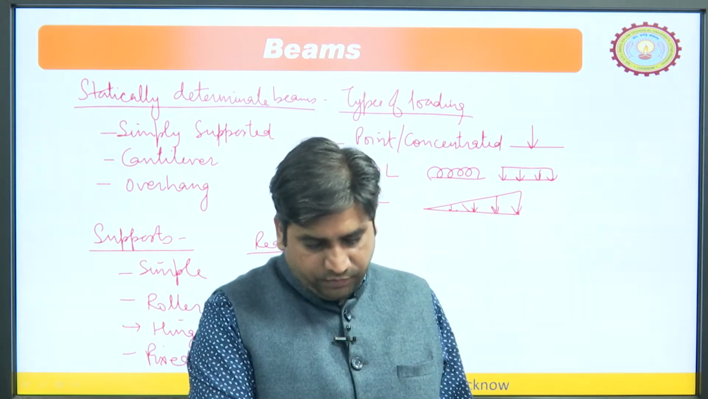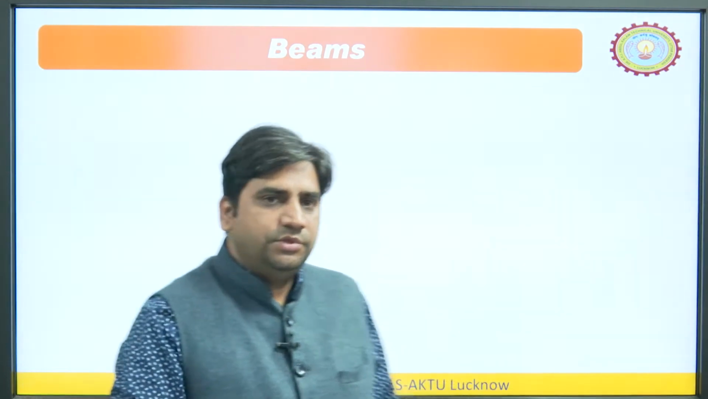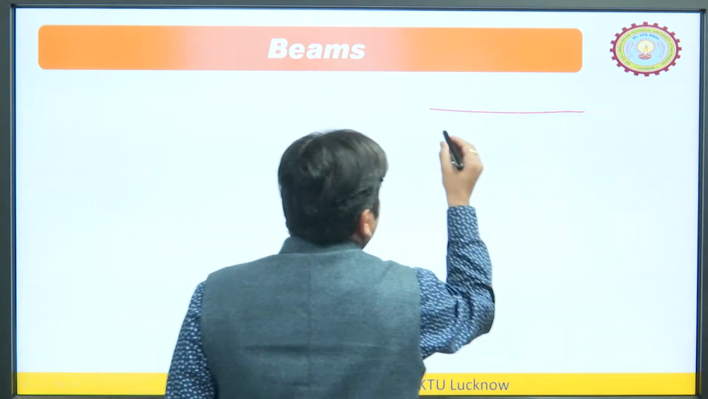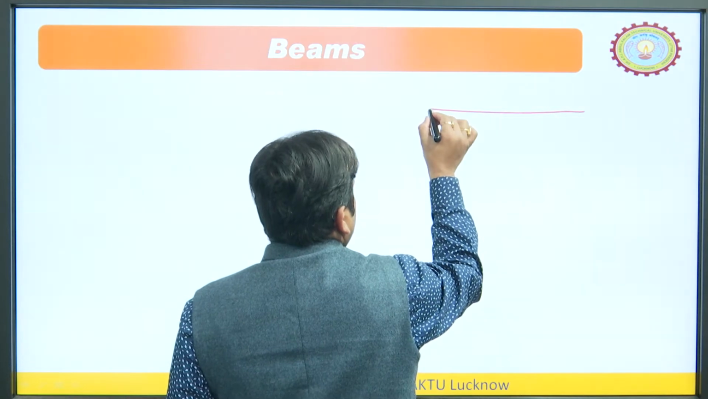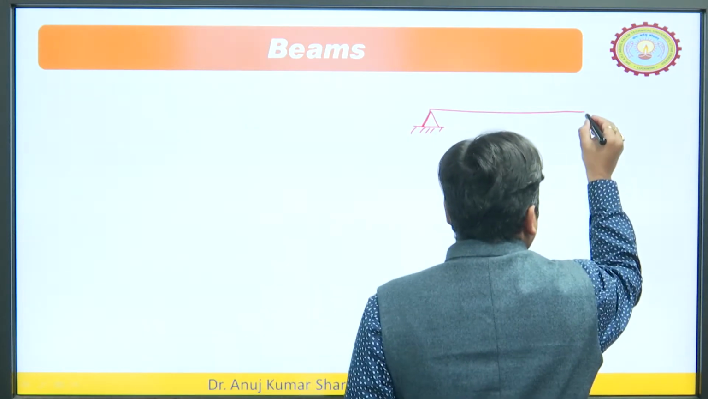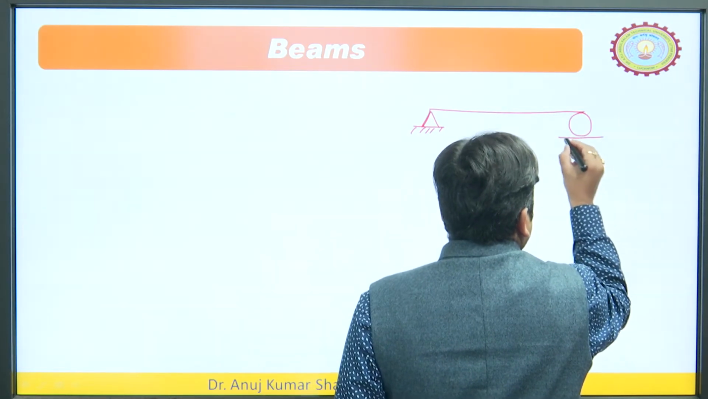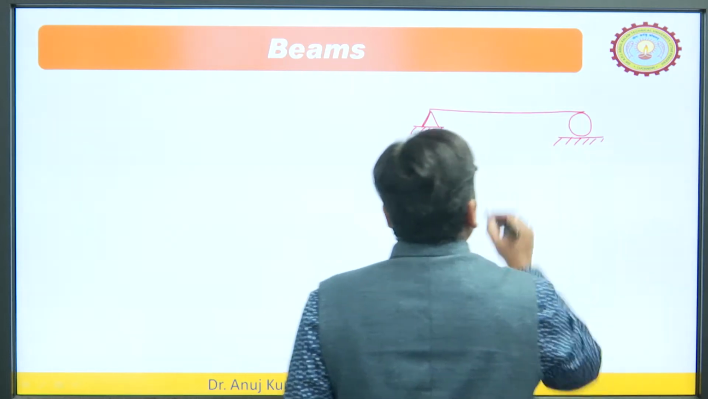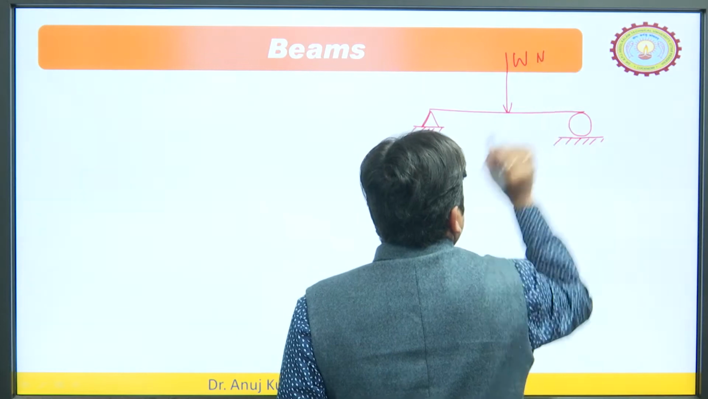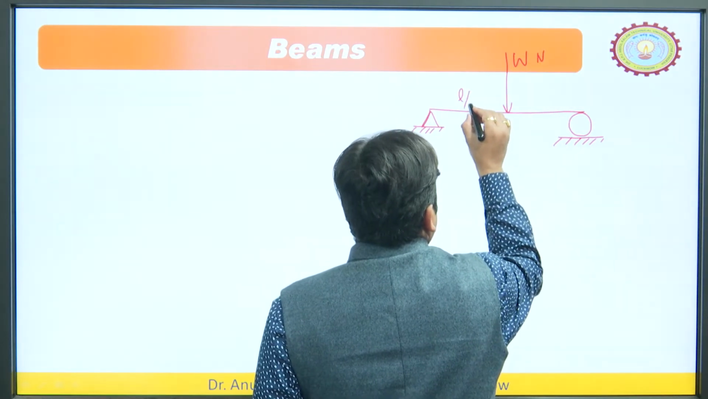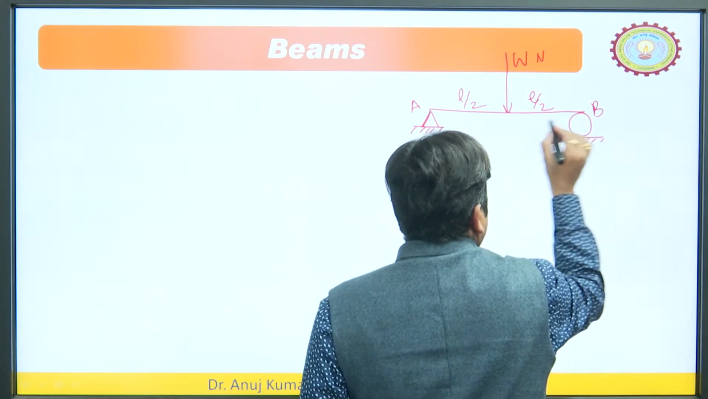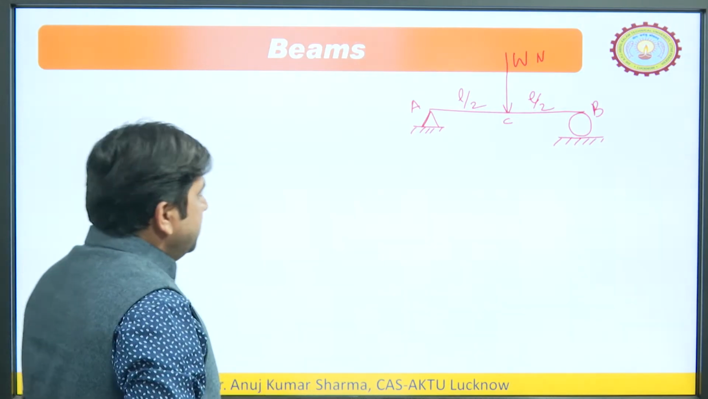Initially we will take a very simple numerical. Let us say you have one beam which is simply supported. This is the symbol of one support, and I do not know which type of support it is; another support is this. One point load is given, W Newton, at the midpoint, with lengths L by 2 and L by 2. Let this end be A, this end be B, and this be C. So this type of beam is given.